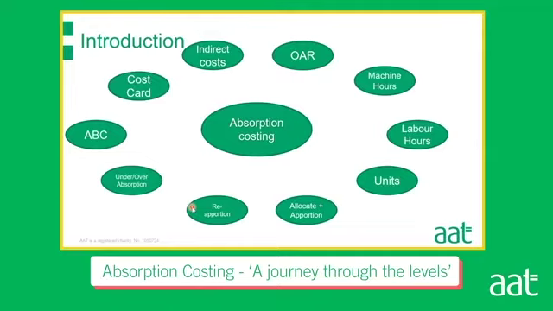But lurking within level 3 then is this thing called an under or over absorption adjustment. We're basically testing how reliable our overhead absorption rate is. That, of course, is based on budgets. But what we want to do periodically is check how good our prediction of the overhead absorption rate was to what has actually happened. That gives us this under or over absorption adjustment.